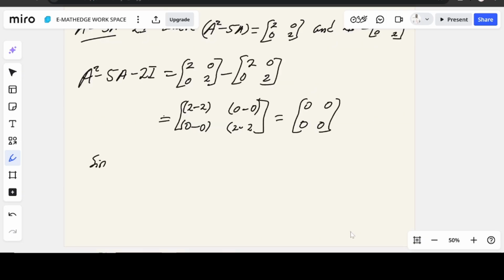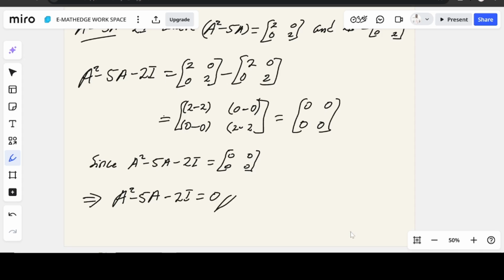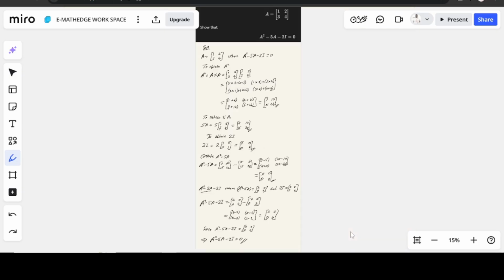Now, since A square minus 5A minus 2I gives us this matrix, which is 0, 0, 0, 0, this implies that A square minus 5A minus 2I is equal to 0. This shows that we have successfully proved that this expression is equal to 0. So with this, we have come to the end of this video. Stay tuned and engaged for the next one.